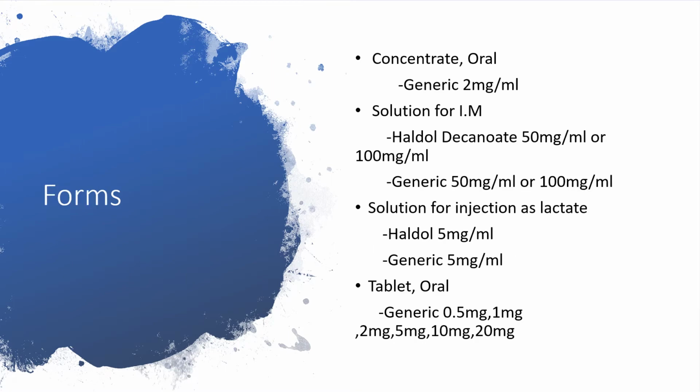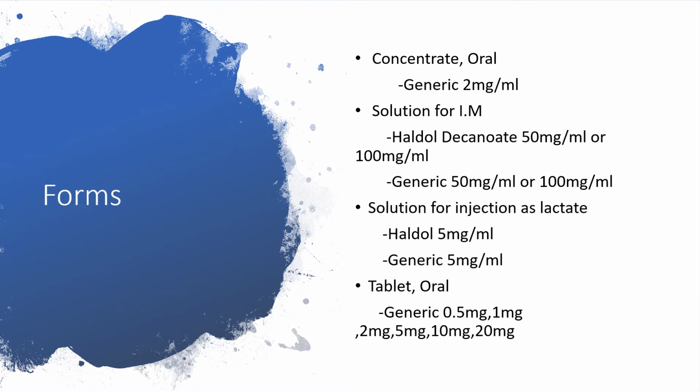It could appear in various forms, like concentrate per oral under the generic as 2 mg per ml, or solution for intramuscular usage, and in that case we can find Haldol decanoate at 50 mg per ml or 100 mg per ml. Still under solution for intramuscular injection, we can find generic 50 mg per ml or 100 mg per ml. Solution for injection as lactate is also available, and in that case you can find Haldol 5 mg per ml or generic 5 mg per ml.